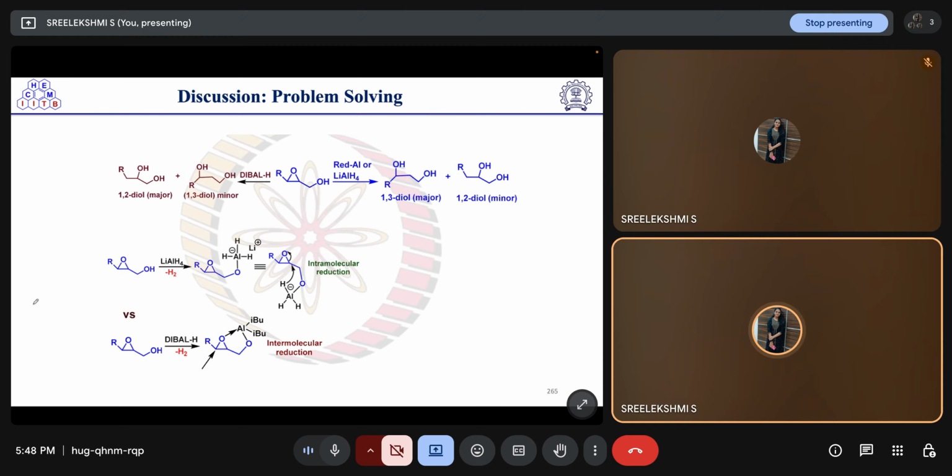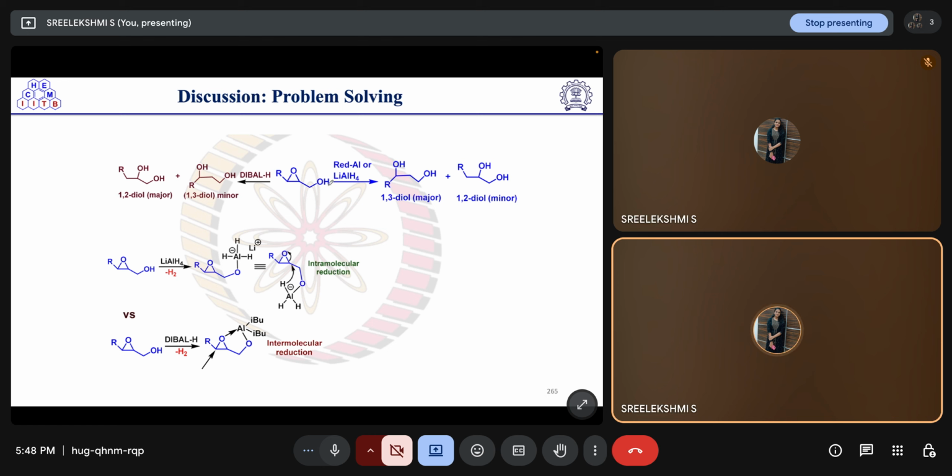In the case of this epoxide opening, we saw that with LAH it is SN2 addition, so it will attack from the less hindered position. An intermediate forms first, then hydride will attack like this and it will open here. But in the case of DIBAL-H, it is an intramolecular reduction. So H is attacking over here, and this is coordinating with this aluminum, and the epoxide is opening.